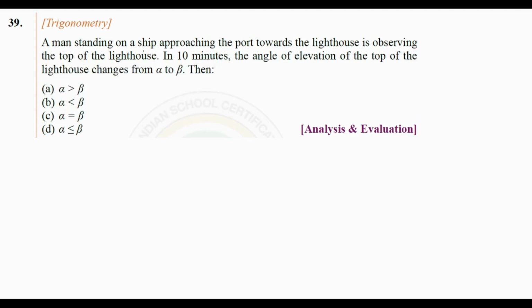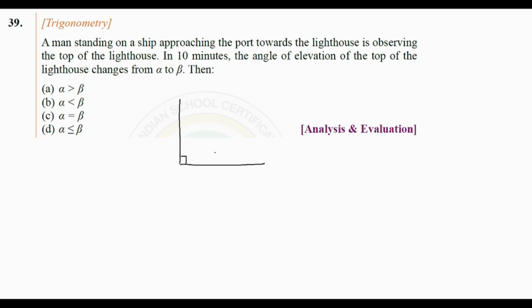A man standing on a ship approaching the port towards the lighthouse is observing the top of the lighthouse. In 10 minutes, the angle of elevation of the top of the lighthouse changes from alpha to beta. Then alpha is greater than beta, alpha is smaller than beta, alpha equal to beta, or alpha is smaller than or equal to beta. You need to draw the figure. The chapter belongs to height and distance, children. See, this is the lighthouse. It is perpendicular, right?